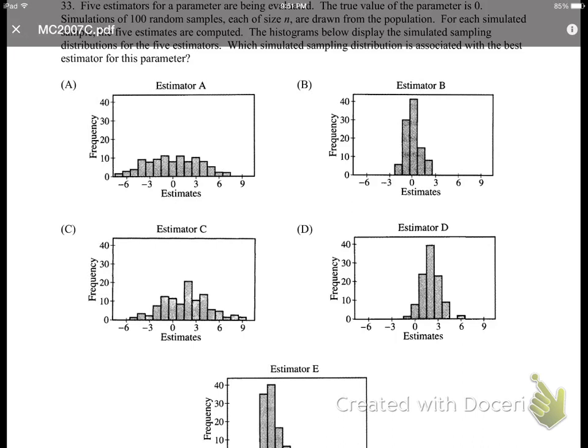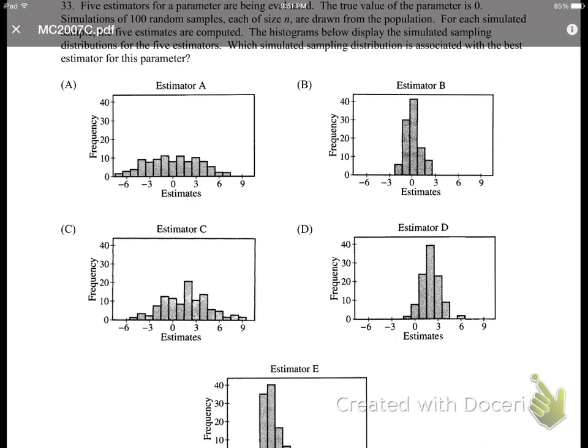Okay, hopefully you can read this problem better than I can with this gray, but hopefully you guys don't have this gray box on top that I have. All right, so the deal here is that we're taking 100 samples. And we don't know what size the samples are. We just know that they're size n. Okay, they're size n. And they said the truth is 0. All right? And then the very last question is, which simulated sampling distribution is associated with the best estimate of this parameter?